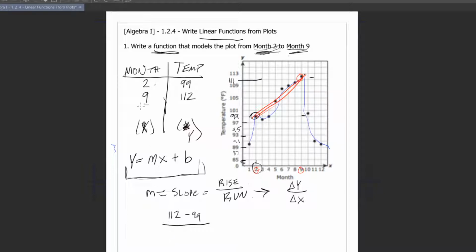Now delta x is the same thing, 9 minus 2, as it was 112 degrees on month 9 and 99 degrees on month 2.